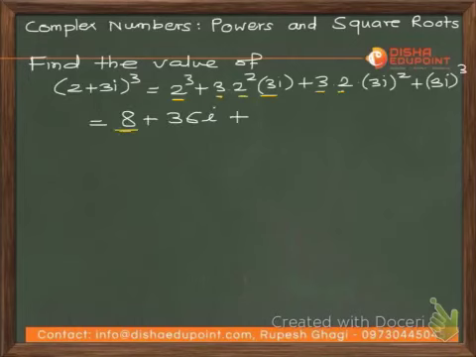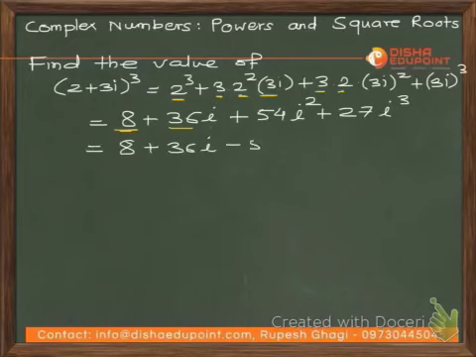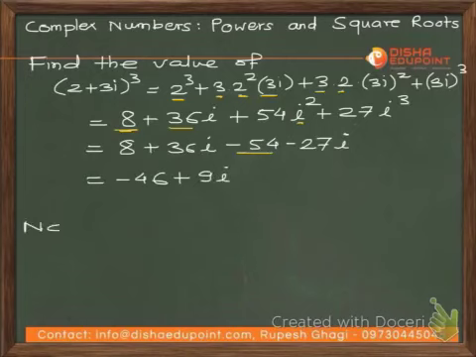2 cube will be equal to 8, 3 into 2 square into 3, which is 36, into i, right? Then 54 i square plus 27 i cube. Now this is 8, 36i, i square is equal to minus 1, so it is minus 54, and i cube is equal to minus i, so it is minus 27i. So the final answer is minus 46 plus 9i.